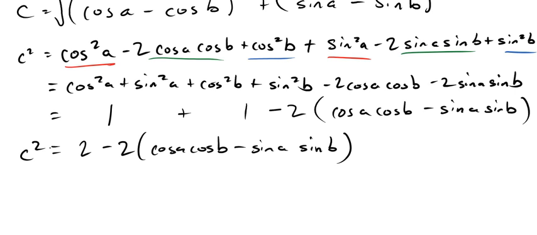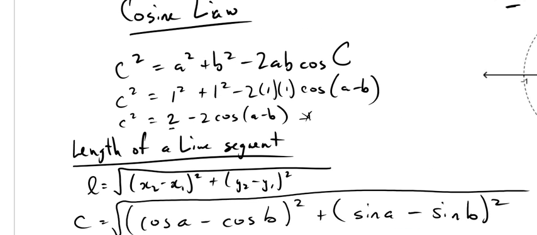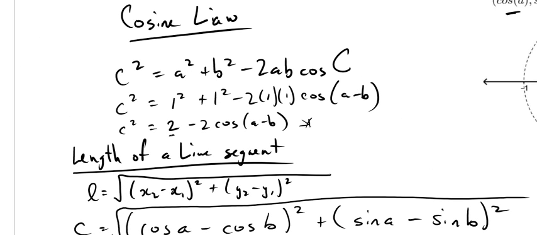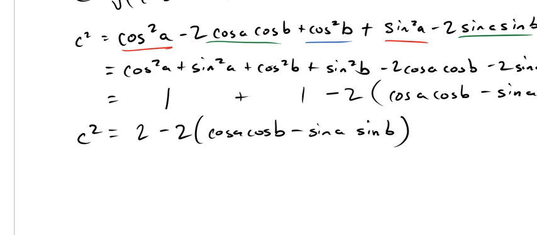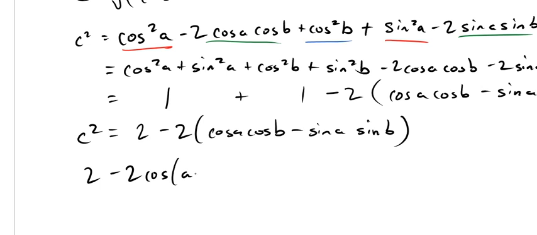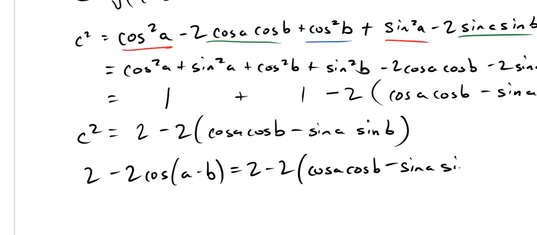That line is equal to c squared. That line is equal to c squared. So what can we say about them? They're equal to each other, right? If they equal the same thing, they must equal each other. So the first one is 2 minus 2 cos A minus B. And the second one is this line here, 2 minus 2 bracket cos A cos B minus sine A sine B.